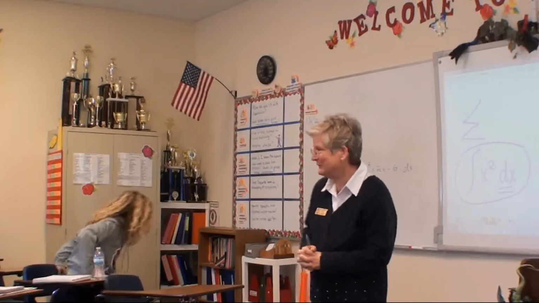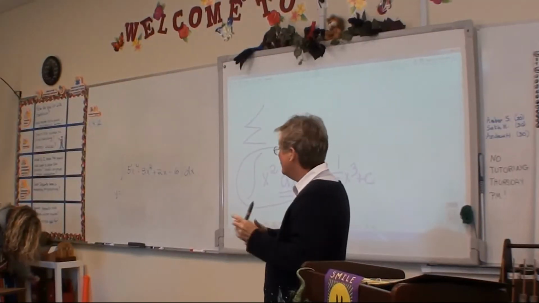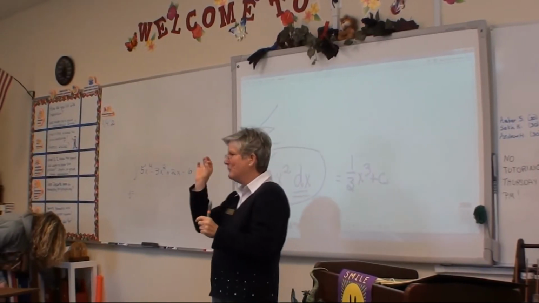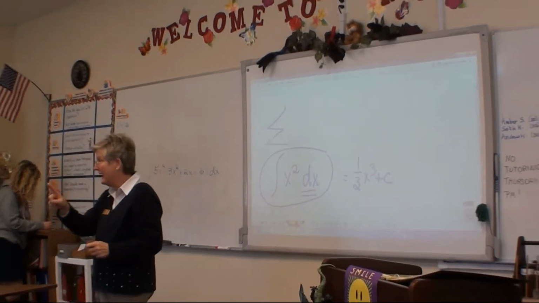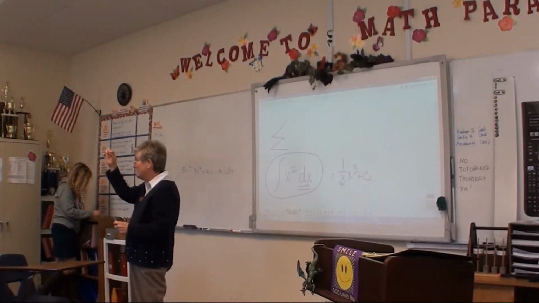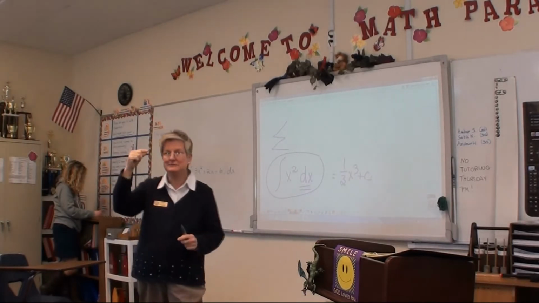She has just said it beautifully. Now, I'm going to say it a little bit different, but she's absolutely right. When we take the derivative of something, what is the power rule for derivative? Take the exponent, multiply it, and then subtract 1. So the power rule for derivative, we multiply and subtract.